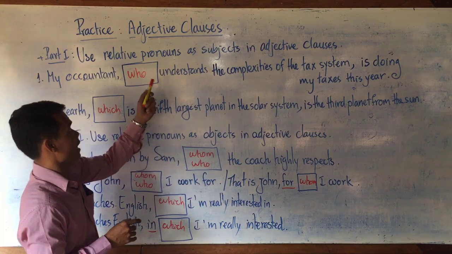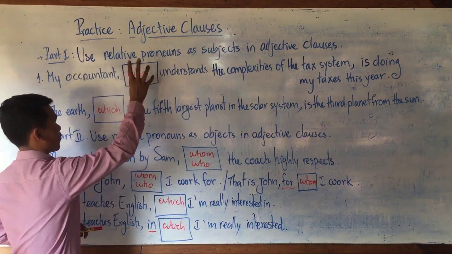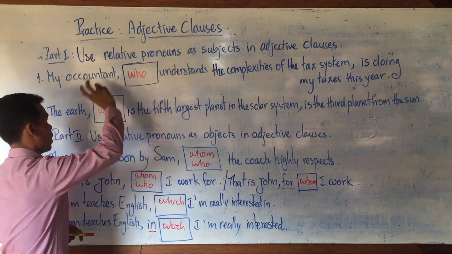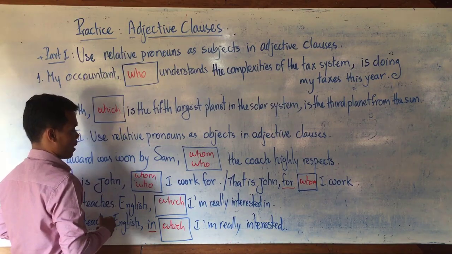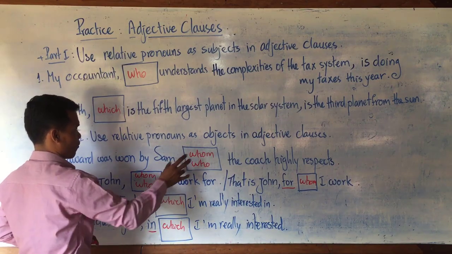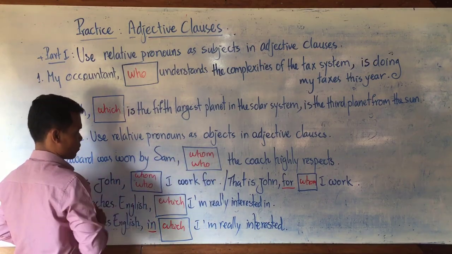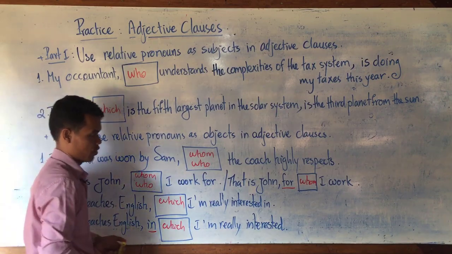But in non-defining relative clauses, it's different. For people, when the relative pronoun is a subject, we use only who, and for things only which. When the relative pronoun is used as an object, for people we can use whom and who, but whom is more formal. And for things we use only which.